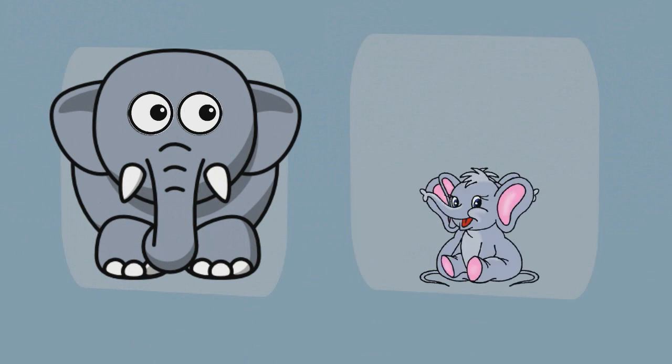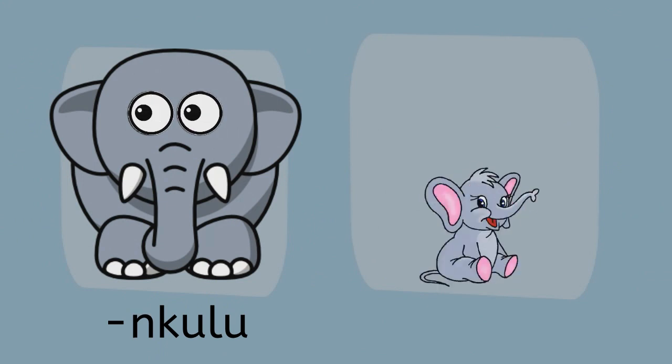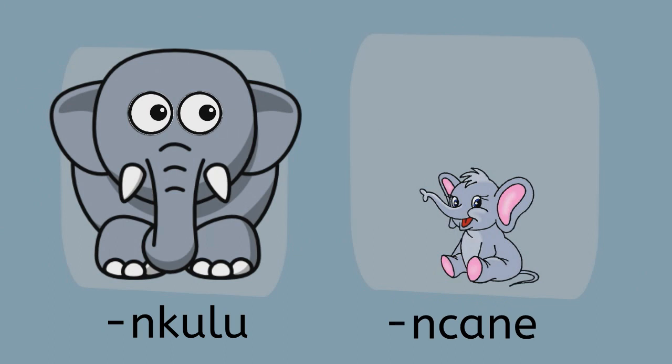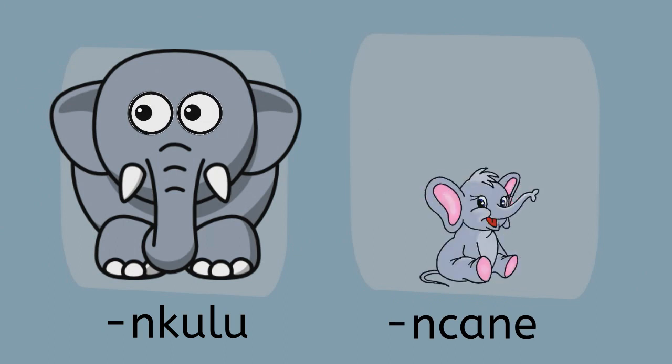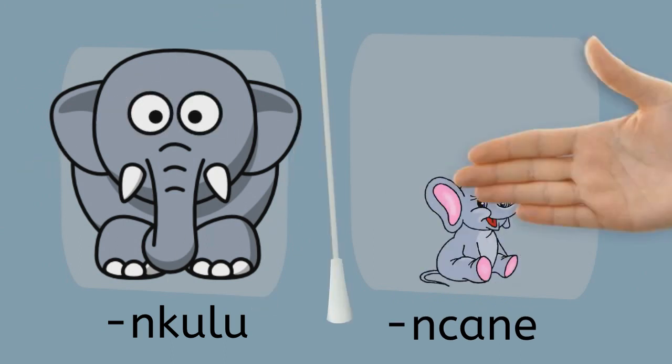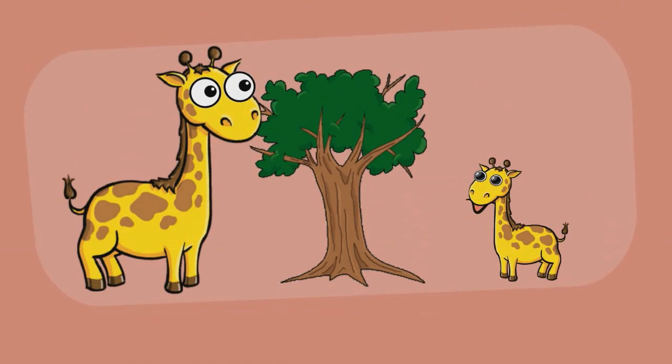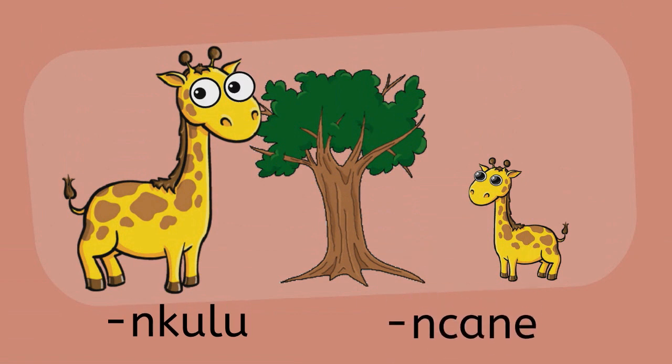Now, in isiZulu, the root word for big is nkulu. And the root word for small is nkane. So big, nkulu. Small, nkane.